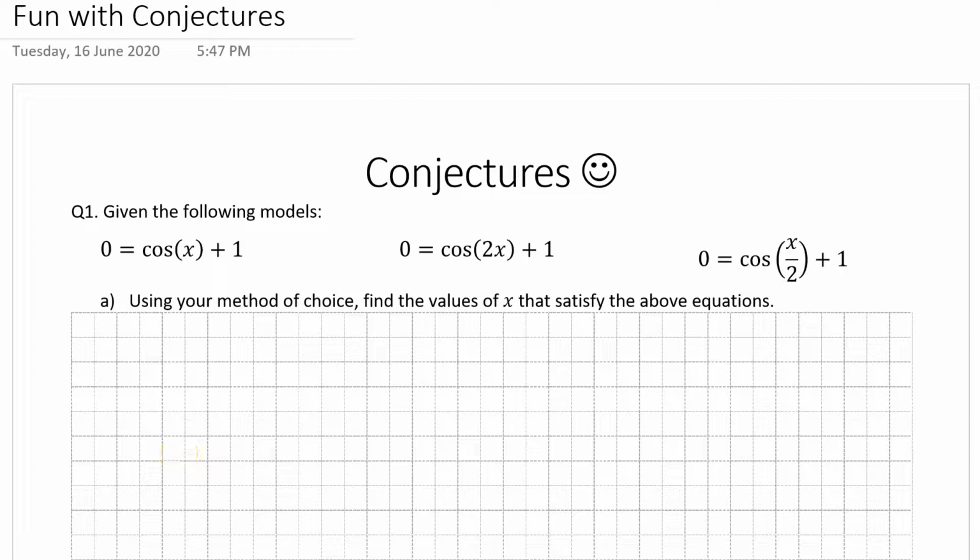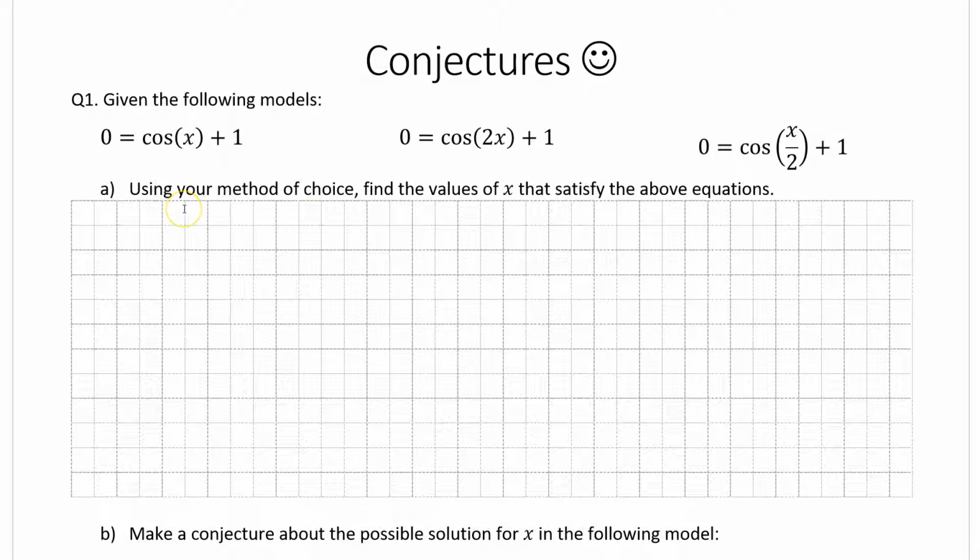In this video, we're going to have a look at how we can tackle conjecture-styled questions in a trigonometric context. So question 1, given the following models, 0 equals cos x plus 1, 0 equals cos 2x plus 1, and 0 equals cos x over 2 plus 1, using your method of choice, find the values of x that satisfy the above equations. So simply what's been asked here is solve for x.